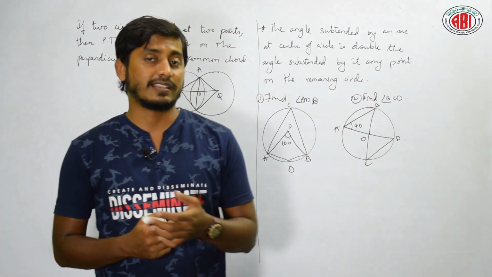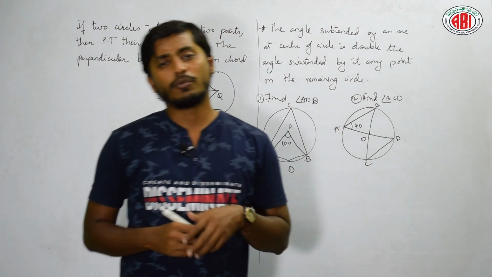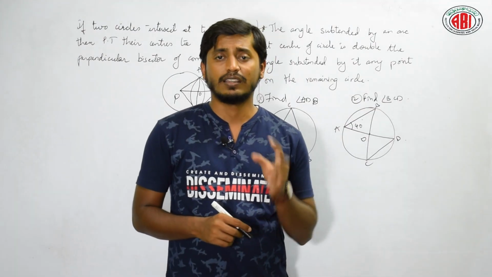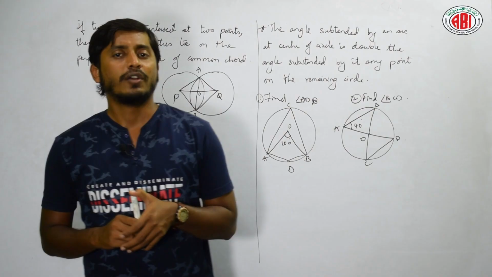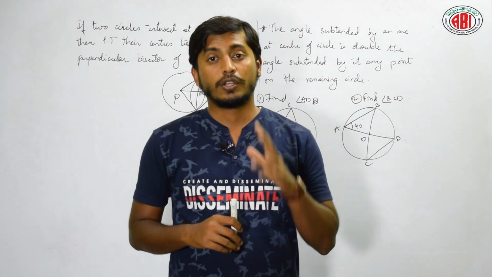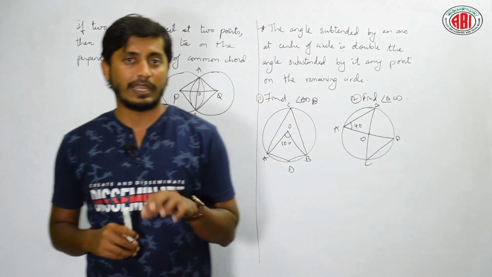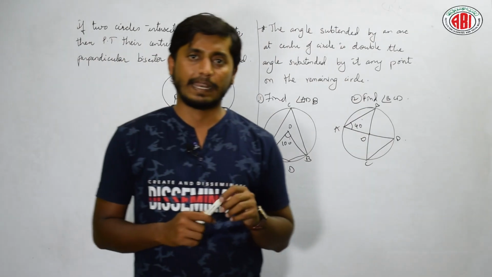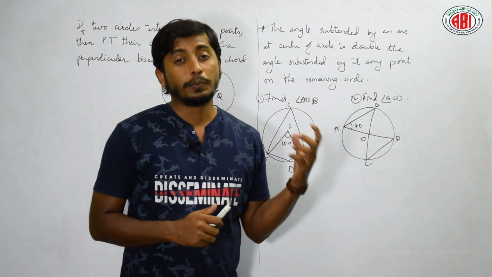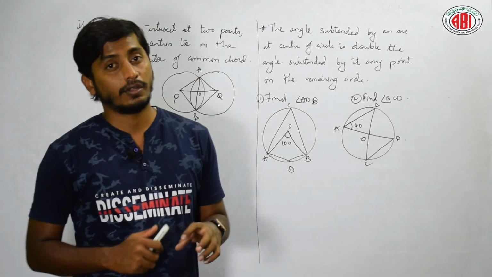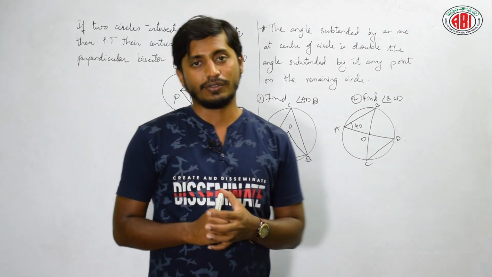We have started a discussion with the chapter that is circles. What did we learn? We learned the basic theorem statements about chords and all other things, right? What do we learn about chords? Two equal chords subtend equal angles at the center, right? Like that, we have different proofs based on chords. Okay, let us discuss all those again.